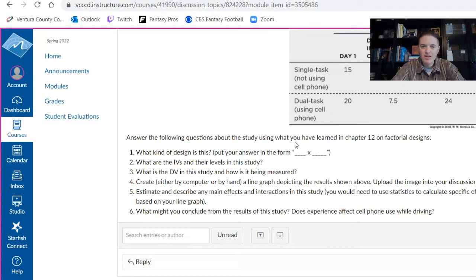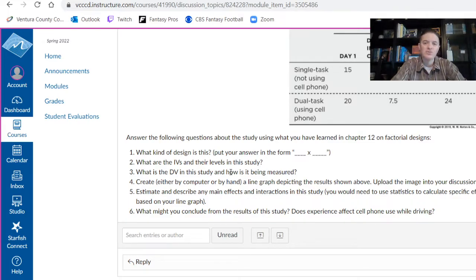So when you're done thinking about all that and reading the chapter and going through the lecture, you'll answer the following questions related to factorial designs. Number 1, what kind of design is this? Put your answer in the form of a blank by blank, and hopefully that will make more sense after going through the lecture materials. Number 2, what are the independent variables? There's more than one, right?